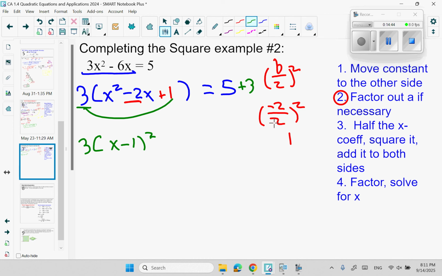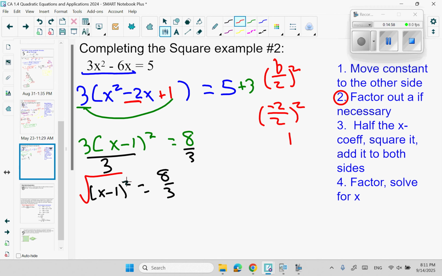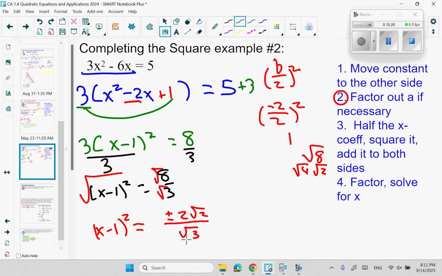Negative 2 divided by 2 gives me negative 1 equals 8. Divide both sides by 3, divide both sides by 3. X minus 1 squared equals 8/3. Square root. I'm square rooting a fraction, so I'd square root the top and the bottom. 8 doesn't have a perfect square root, but 4 and 2 can be broken down, so I'm going to get x minus 1 equals plus and minus 2 square root 2 up top over the square root of 3. Oh, sorry, we square rooted, so I don't have that square anymore.